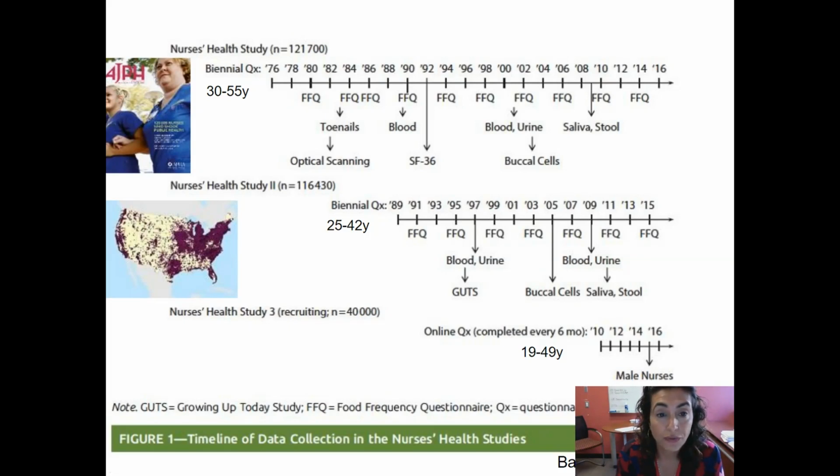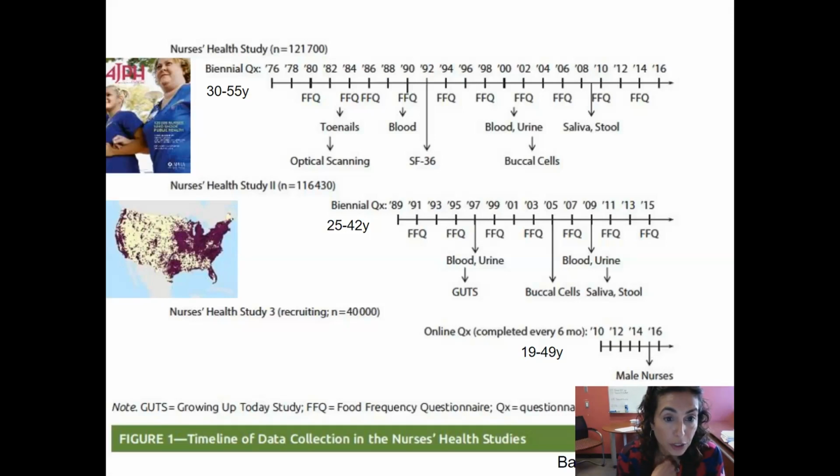Every 2 years, we follow up with a questionnaire. We ask them about their lifestyle factors. We ask them about risk factors. We ask them if they've been diagnosed with any diseases. And over time, as you can see in this picture, we have collected different biospecimens: toenails, blood samples, urine, saliva, which has really allowed us to examine a number of different exposure and disease relationships. And all of my talk today will be focused on breast cancer.